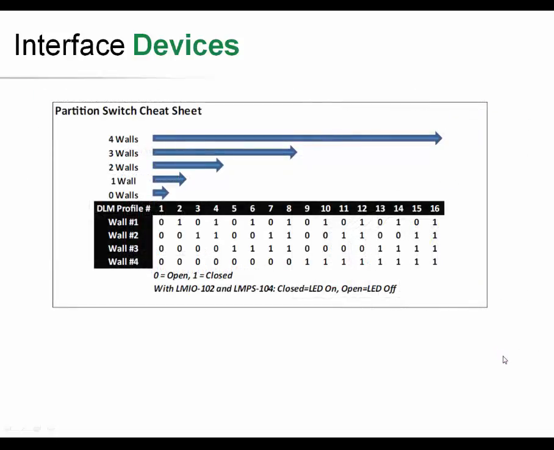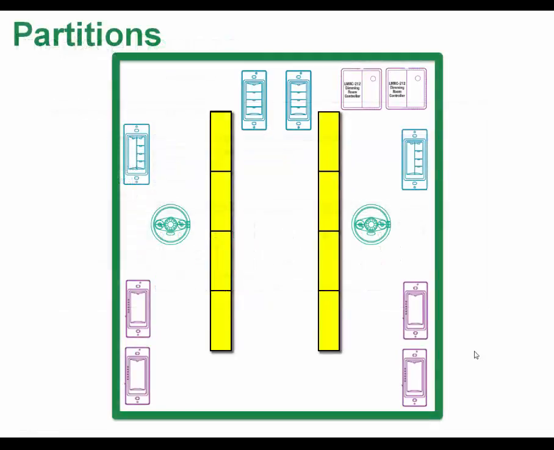This is what we've seen earlier. The LMPS-104 is exactly the same thing. Depending on how your walls are configured or how your buttons are configured, you'll get different profiles. So here's an example that we're going to create in LMCS. Here I have 2 LMRC212s. I have my partition switches. This room actually has 2 partition switches so that you can activate them from either room.